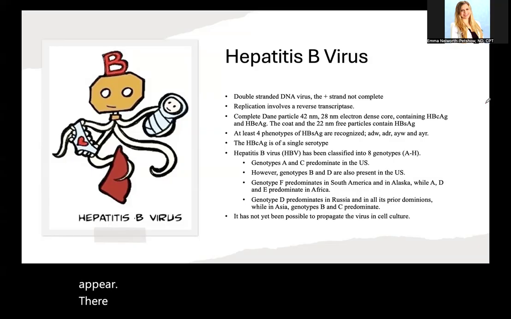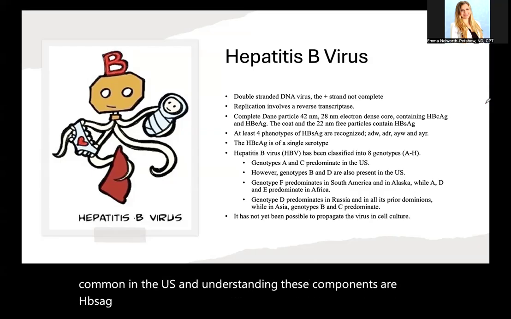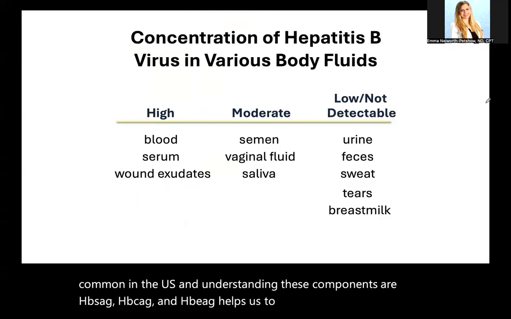There are multiple genotypes, with A and C being the most common in the US. And understanding these components, HBsAg, HBcAg, and HBeAg, helps us to interpret serology.